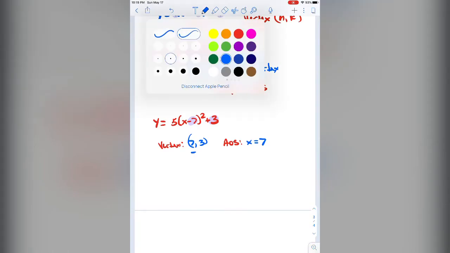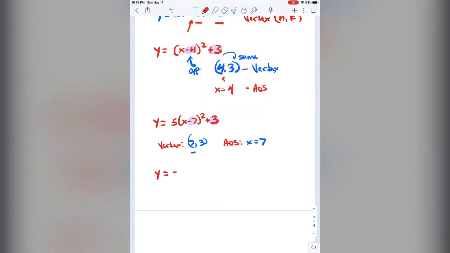Let's try another one. Y equals negative 3 times x plus 2 squared minus 8. We're looking for our vertex and our AOS. So again, we pull it from here and here. So our vertex is the opposite of what's in here. So since it's positive 2, now our vertex is at negative 2. It's the same as what's on the outside, so negative 8. So that means our axis of symmetry is x equals negative 2, coming from right there.